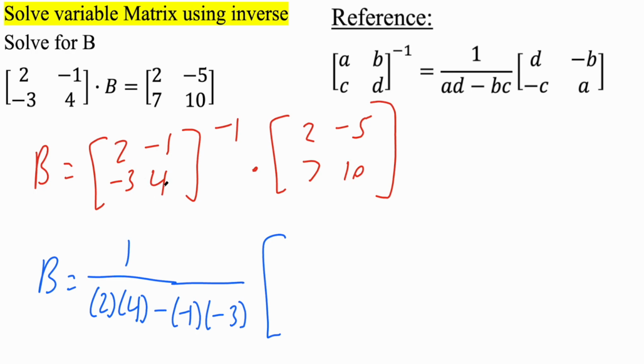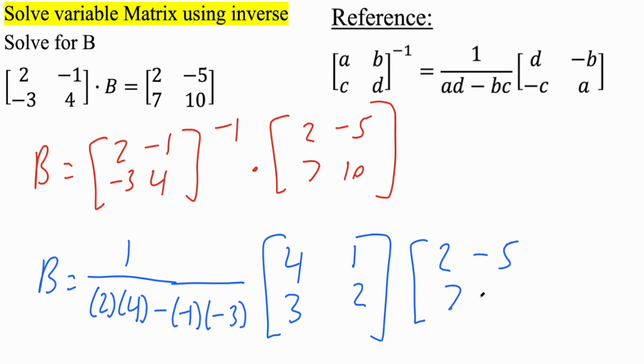Now we have to change this matrix. So it's no longer 2, 4, instead we flip it. It'll be 4, 2. This -3 and this -1, you have to flip the sign. So it becomes +3 and 1. And now this matrix we get to keep. So 2, -5, 7, and 10.